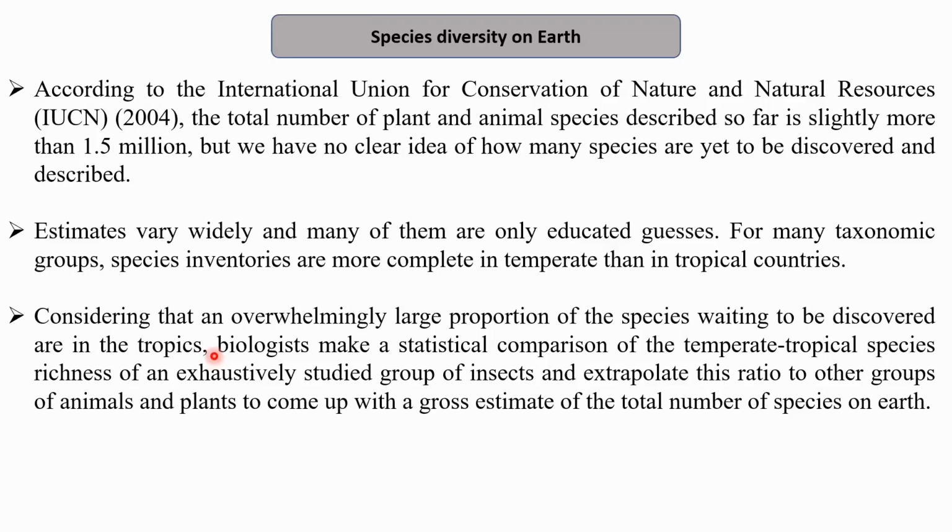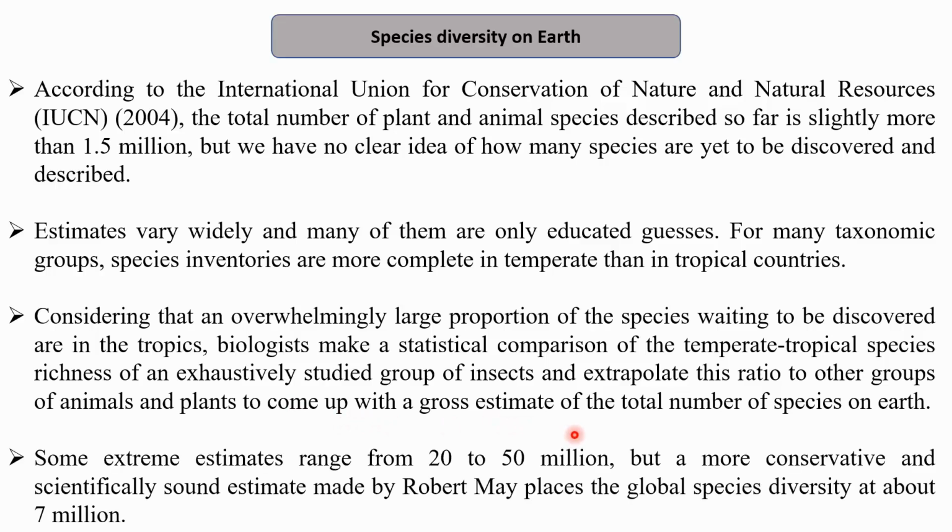Biologists make a statistical comparison of the temperate-tropical species richness of an exhaustively studied group of insects and extrapolate this ratio to other groups of animals and plants to come up with a gross estimate of the total number of species on the earth. So this estimation suggests that the number of species may range from 20 to 50 million.